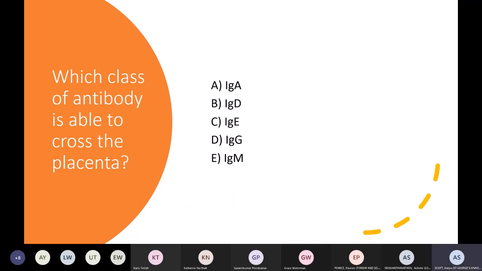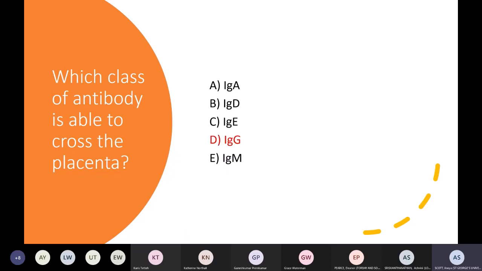Another question: which class of antibody is able to cross the placenta? Got a D, got a couple of Ds coming through. Just wait a little bit more. So got mostly Ds, got a C here as well. Cool. Yeah, so the answer is D.